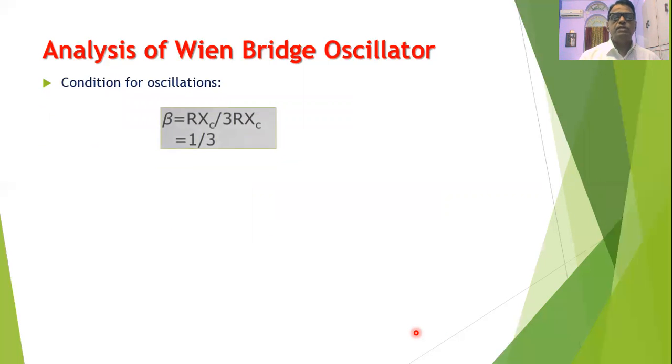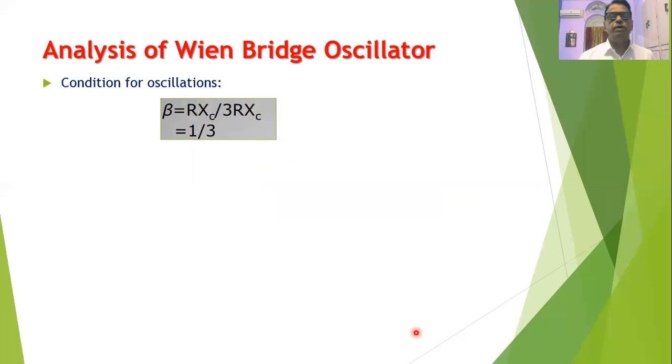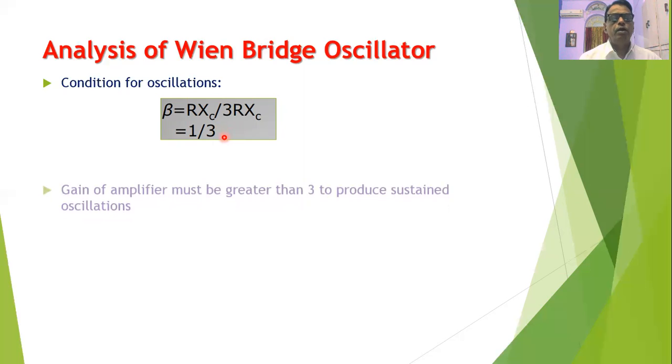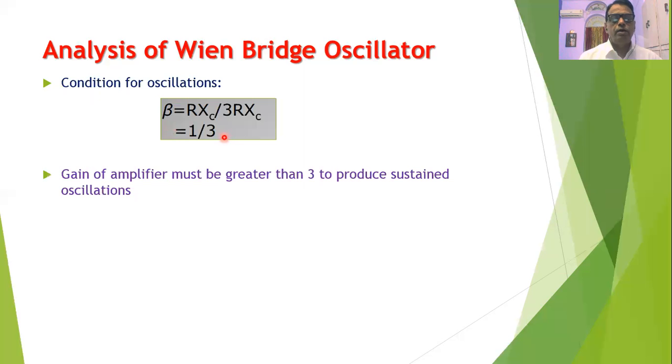Now we can obtain the expression for the condition of oscillation. If I equate R1 equal to R2 equal to R and C1 equal to C2 equal to C, and equate the imaginary term to zero, then we can rewrite the feedback factor beta as R XC divided by 3 R XC, which is nothing but 1 upon 3. That is, the gain of the amplifier must be equal to 3 in order to produce sustained oscillations. So this is the condition for oscillation. If you want to build sustained oscillations for the Wien bridge oscillator, then the gain of the amplifier must be equal to or greater than 3.